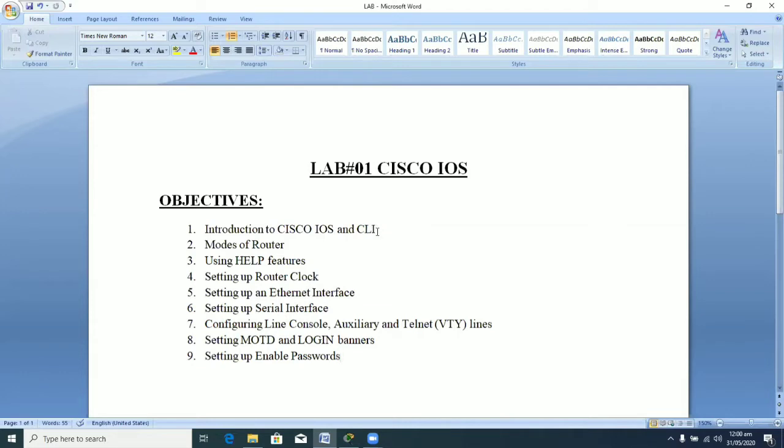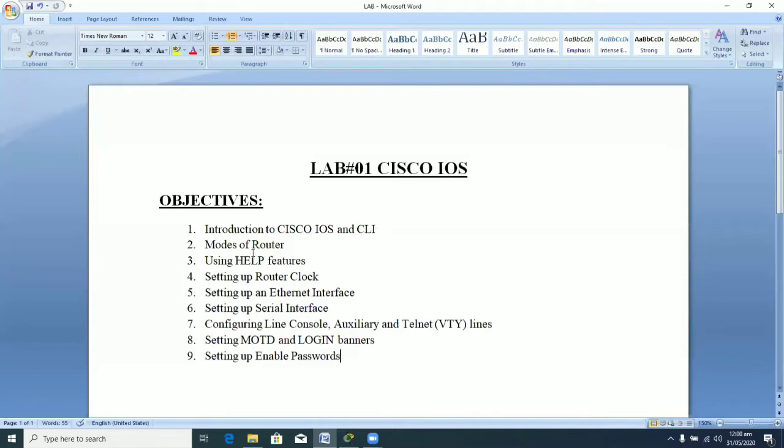CLI is basically the command line interface. It provides you a method or platform for configuring your Cisco device. So this command line interface consists of different commands. A variety of commands are there, and you run these commands and perform the desired operation on your networking devices.